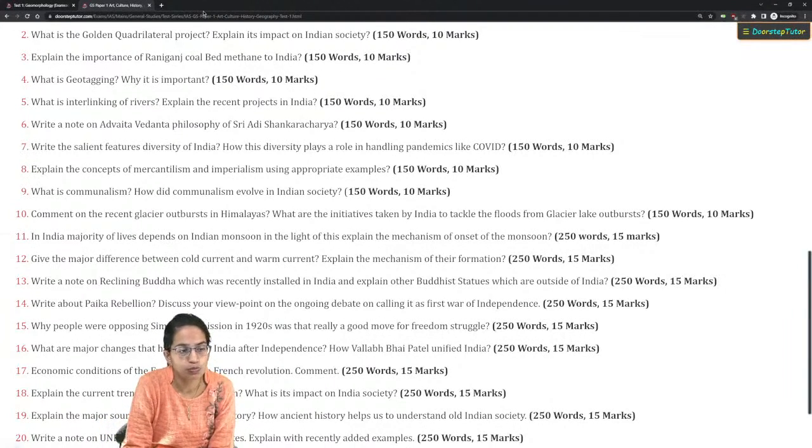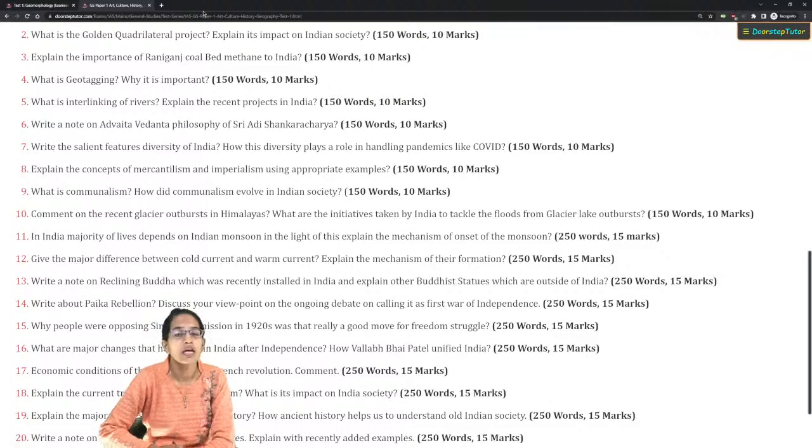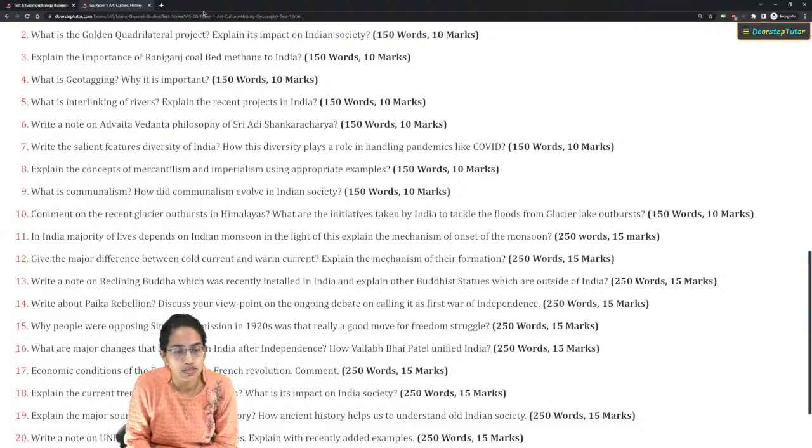Again, glacier outburst in Himalayan regions and how does India tackle it. So this is a comprehensive topic. We have covered a separate video onto it. Just refer to that. Then again, in light of monsoon, the mechanism of onset of monsoon, then when we say majority of the lives depends on monsoon, we can include how agriculture in India is dependent on monsoon, and for an agriculture predominant nation, why this onset of monsoon is an important aspect.